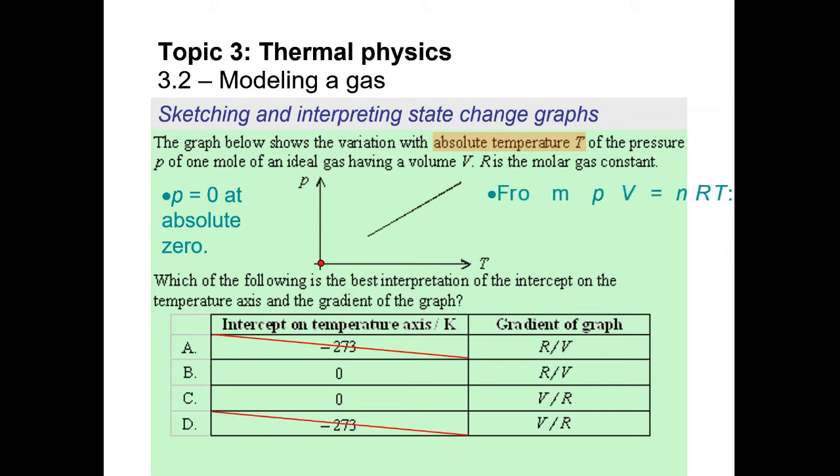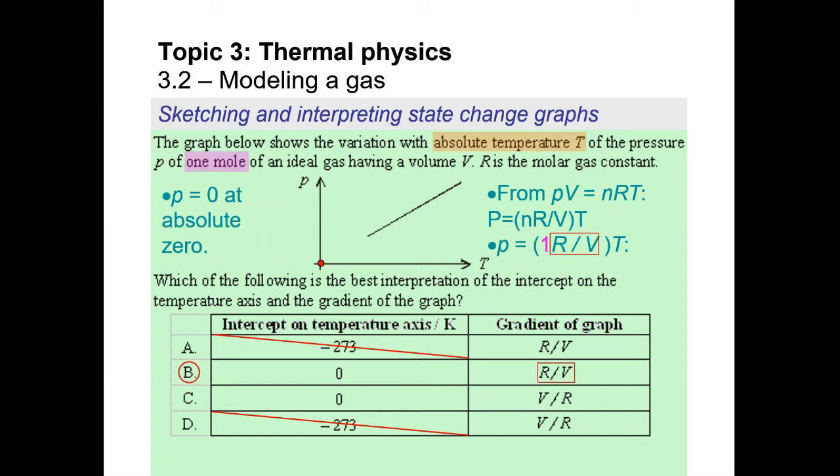Based on the ideal gas equation, PV equals nRT. The y-axis is pressure and the x-axis is temperature, so we can rearrange: P equals nR over V times T. And we know the mole number is 1. It says 1 mole. Based on that, the gradient equals R over V.